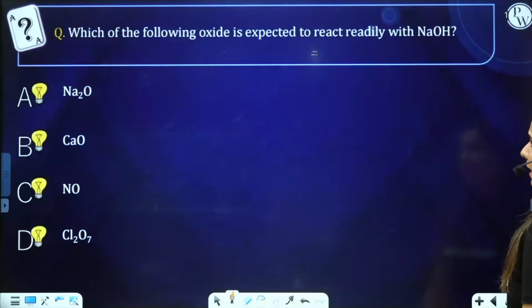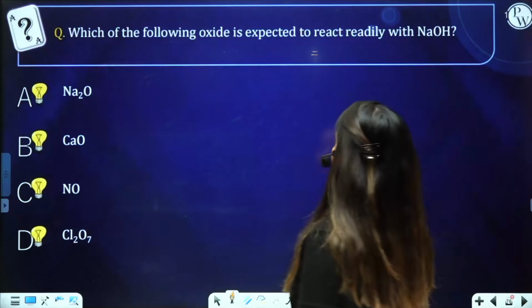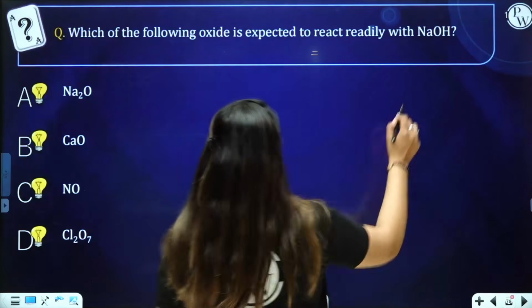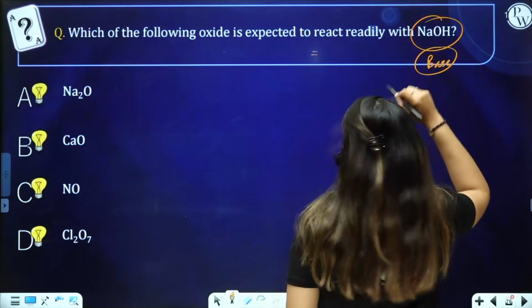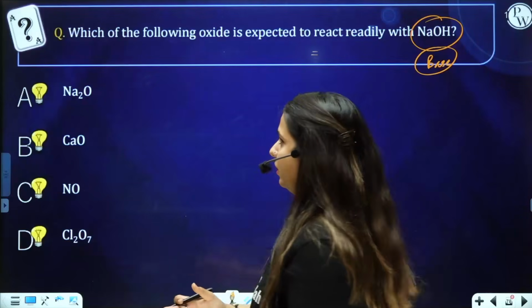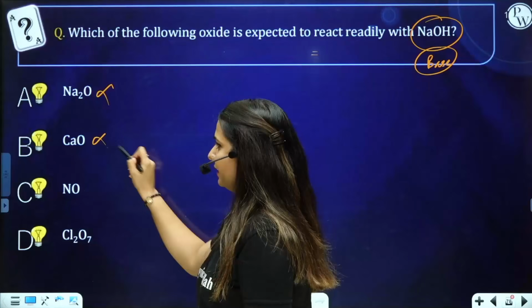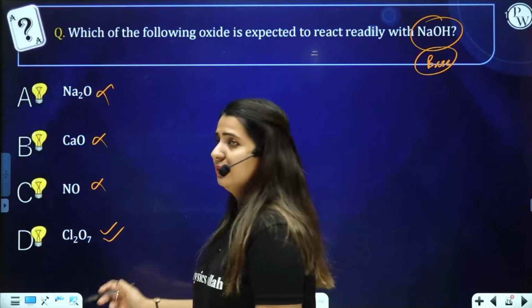Okay. Which of the following oxides is expected to react readily with NaOH? See, NaOH is a base, so it will react with an acidic oxide or an element which can form an acidic oxide. This is basic, this is basic, this is neutral. So the answer will be Cl2O7.